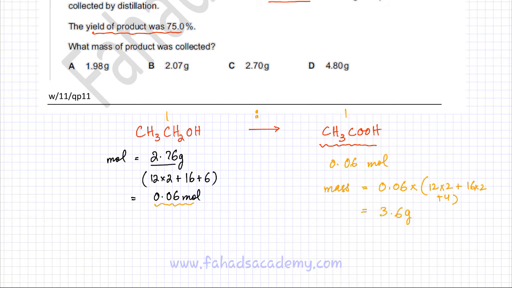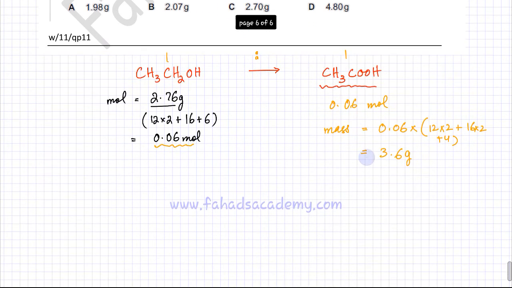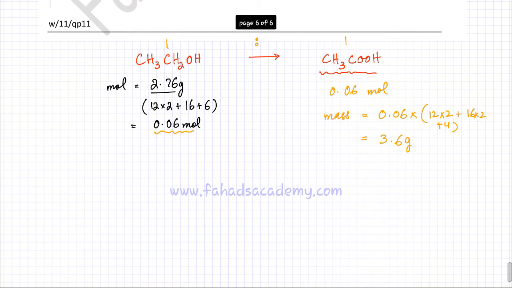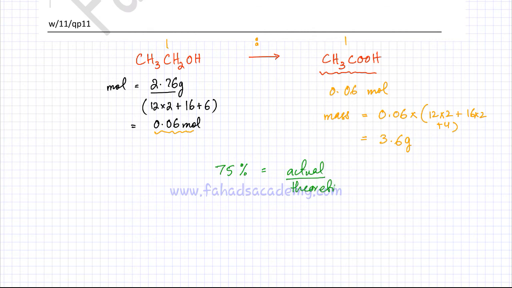Theoretically, on paper, if you do your calculations, you should be getting 3.6 grams of ethanoic acid, but in the question it has been said that the yield is 75%. Now the formula for yield: yield, which in this case is 75%, is the actual mass obtained over the theoretical mass that is obtained, into 100. Now the theoretical mass is 3.6 grams, so you can find the actual mass now.